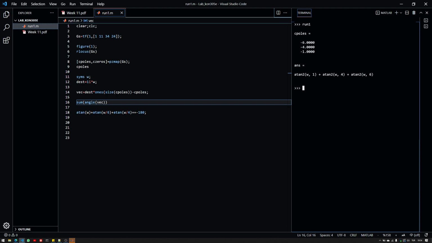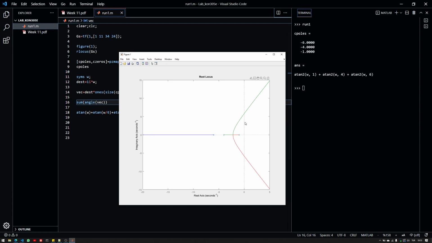So there we go. A tan of this and this and this should be equal to minus 180 degrees, or since this is returning radians, it is equal to minus pi. So if you look closely, you will see that the only unknown here is omega. So this basically gives us the coordinate where the root locus branch will pass through this j omega axis here.